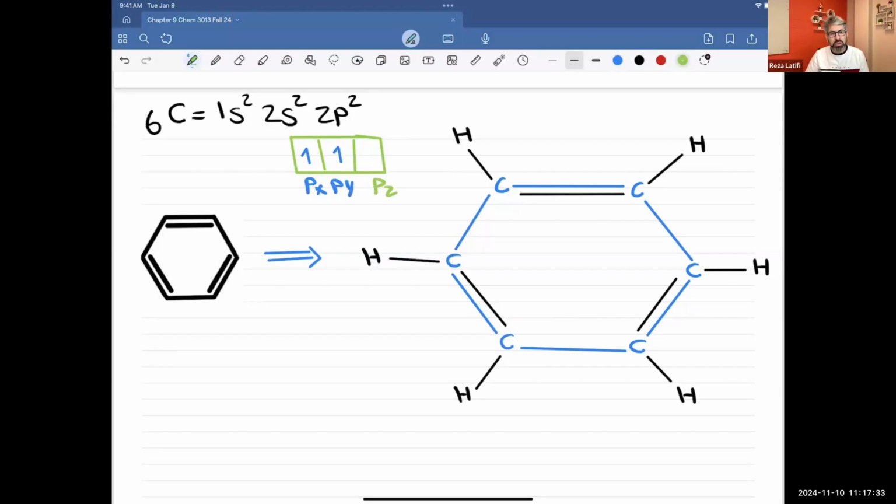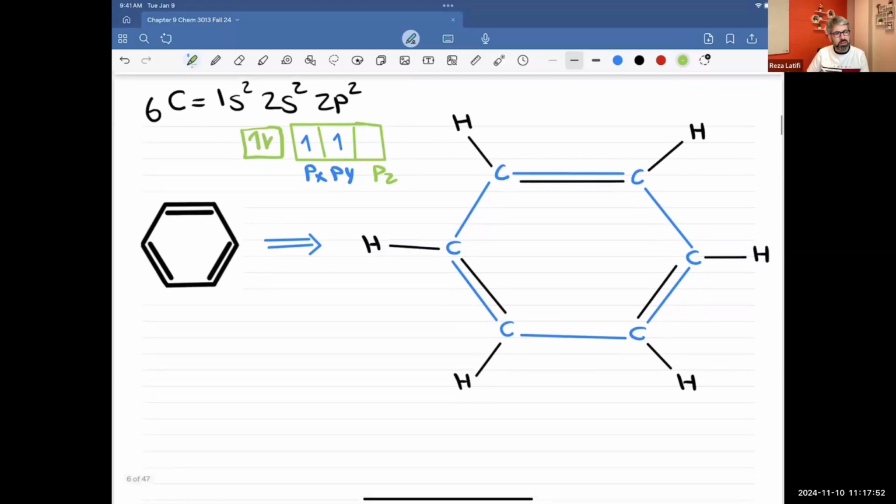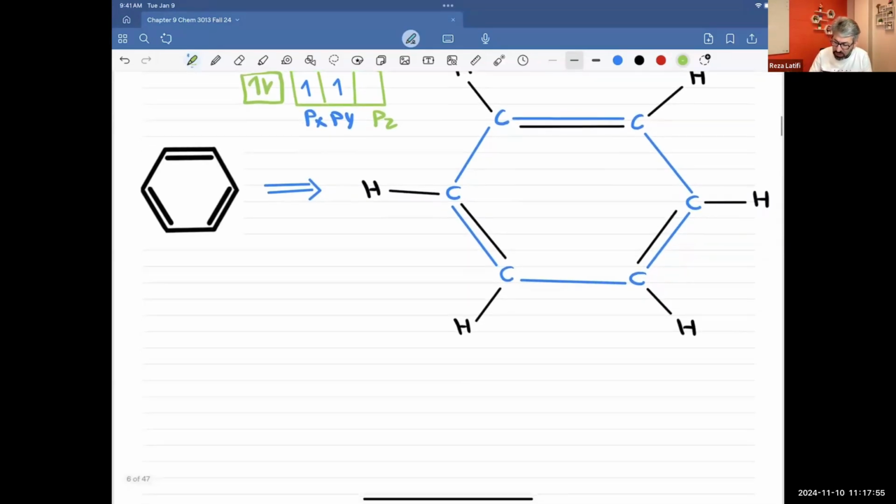Now, in order to connect carbon to 3 atoms, you need to have at least 3 singly occupied orbitals, but right now we have only 2. And remember that the 2s orbital is already occupied and full. Now, how can carbon make 3 bonds? Carbon is going to go through a hybridization. It will take 1 orbital from s and 2 orbitals from p, and it will give us 3 hybrid orbitals.